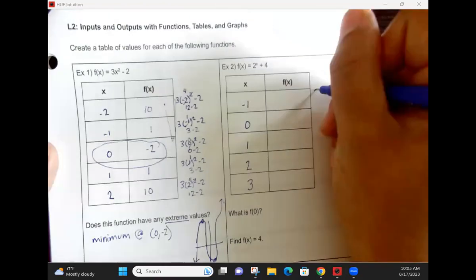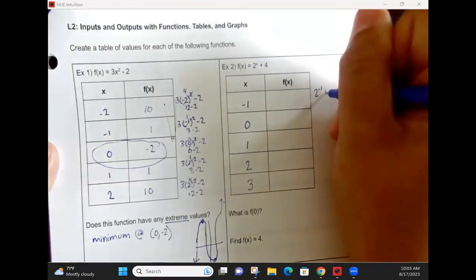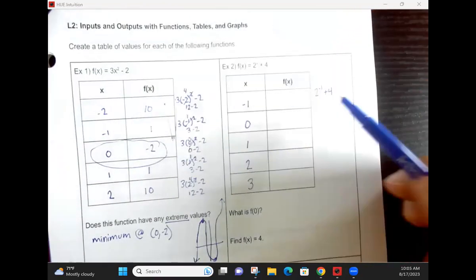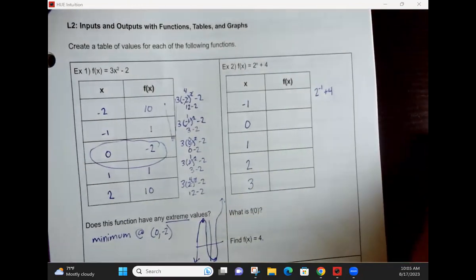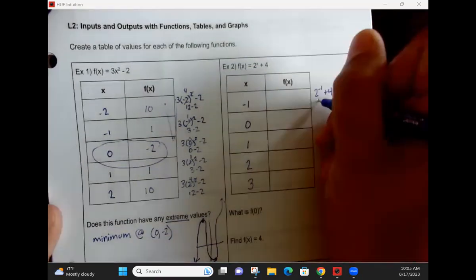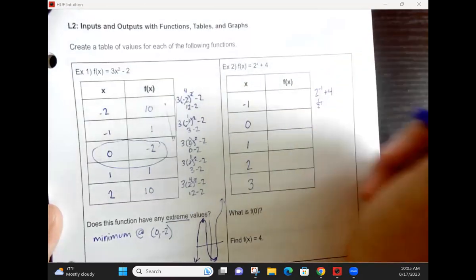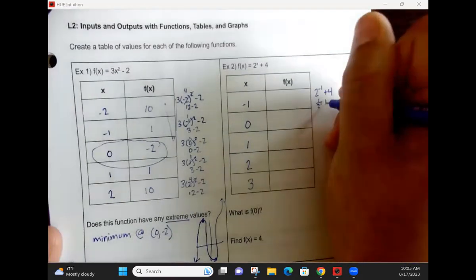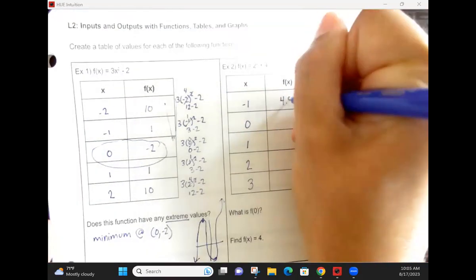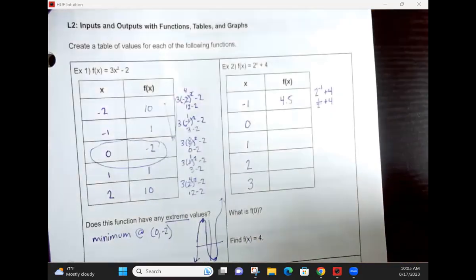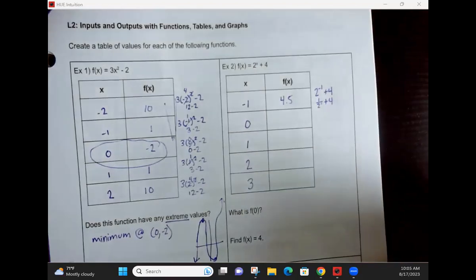So 2 to the -1st power plus 4. We talked a little bit about those negative exponents yesterday. Does anybody remember what we said about negative exponents? Yeah, it tells me to do the reciprocal, right? So this would be 1/2 to the 1st, which is just a half, plus 4. So we get 4.5, right? If you want to write it as a mixed number, that's fine too.